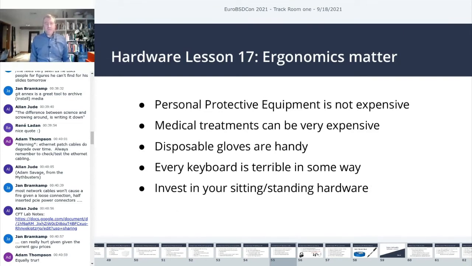Ergonomics matter. Personal protective equipment, as we've especially learned during the silly pandemic, is not that expensive. You can have designer masks, like wear the EuroBSDcon mask. I guess it's not in person, but it might be nice. I'll give this example in a slide or two, but just protect your ears. The treatments are expensive and crazy, and disposable gloves are handy. And I've hated every keyboard of my entire career, so I cannot say what to get. No idea, not a clue.